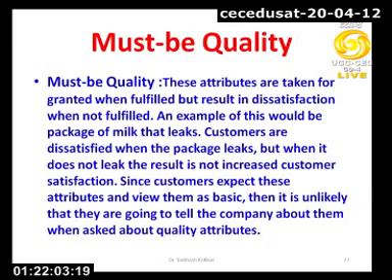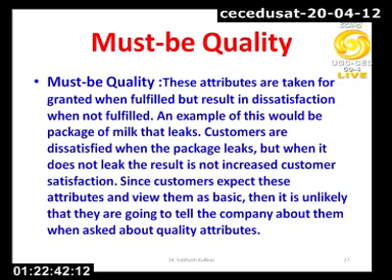Now, we will discuss something which is called must-be quality. Must-be quality: these attributes are taken for granted when fulfilled, but result in dissatisfaction when not fulfilled. And for these particular attributes, one feels that they are there in the product if the product is sold. An example of this would be a package of milk that leaks. We do not want any leaking package. Customers are dissatisfied when the package leaks, but when it does not leak, the result is not increased customer satisfaction.